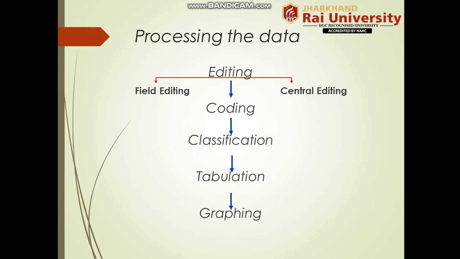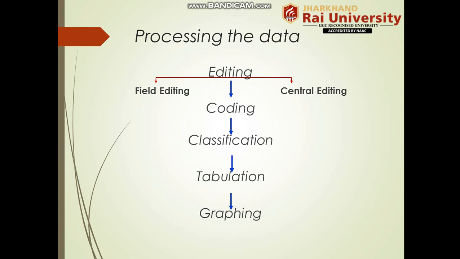So let's see what the process and flow of processing of data are. First of all we have to edit the data, and in this editing there are two parts. The first one is field editing and the second one is central editing. Once the editing is completed, it is followed by coding. After that, classification, tabulation and graphing.